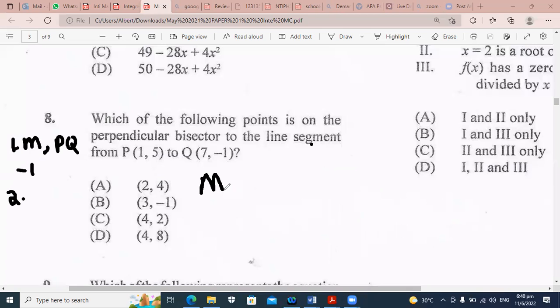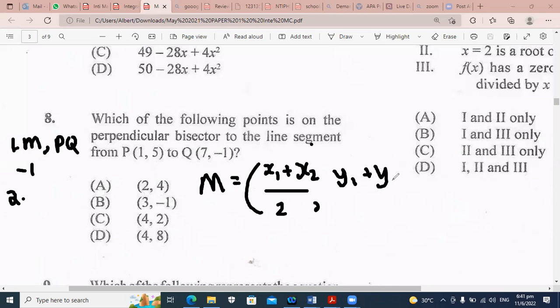So midpoint, which is a capital M, what's the formula? (x1 + x2)/2, (y1 + y2)/2. All right, so talk to me now. What's x1?